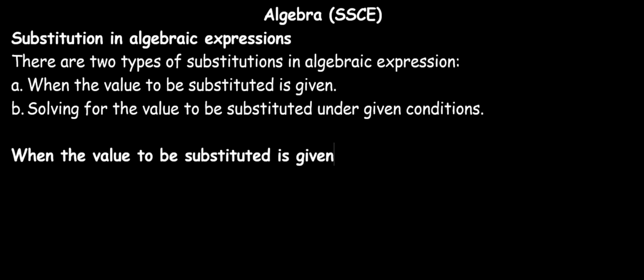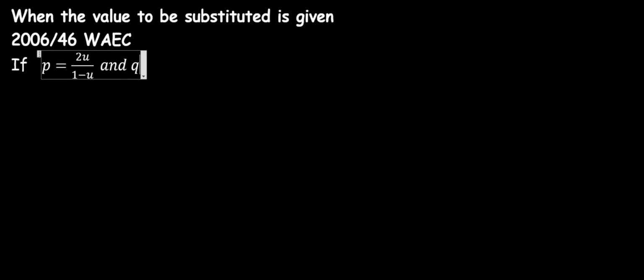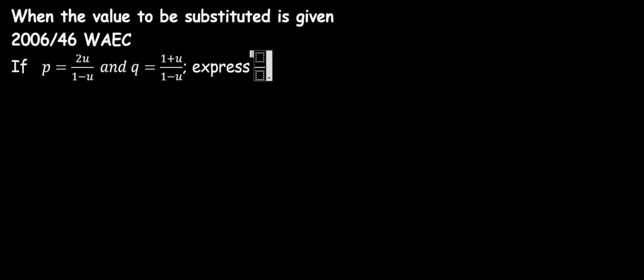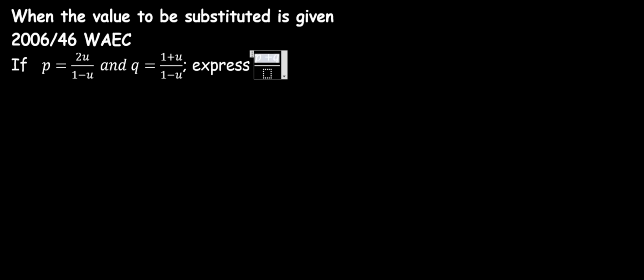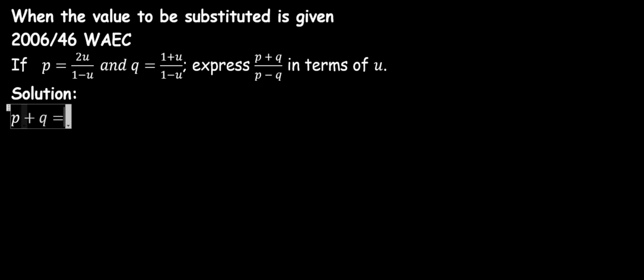Examples under this. Let's take our first example. If P is equal to 2U divided by 1 minus U, and Q is equal to 1 plus U divided by 1 minus U, express P plus Q divided by P minus Q in terms of U. Solution. P plus Q, we are now substituting, is the same as our P, which has been given earlier as 2U divided by 1 minus U, plus our Q, which has been given as 1 plus U divided by 1 minus U.